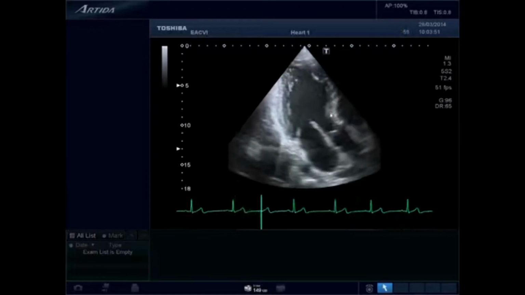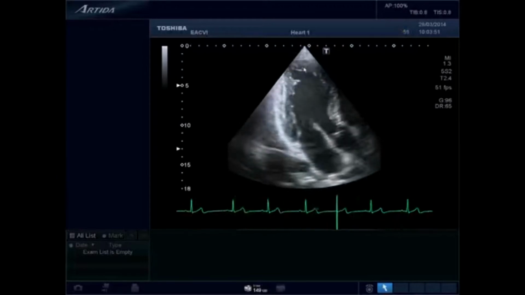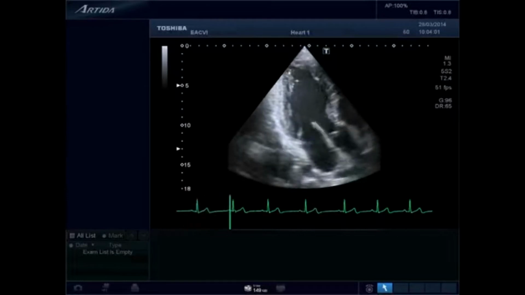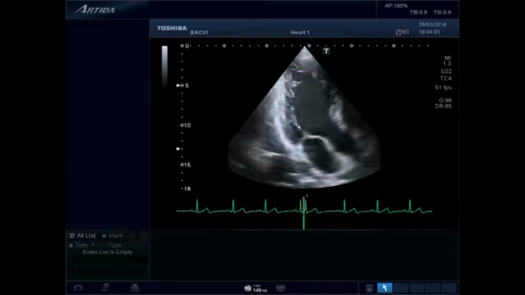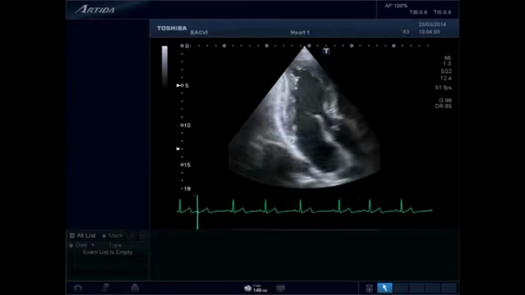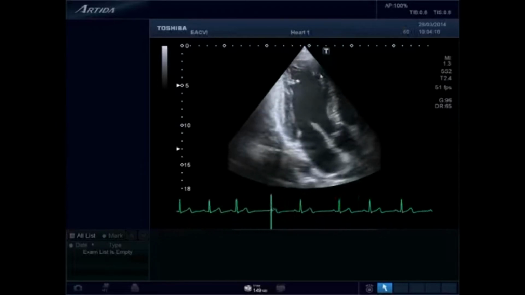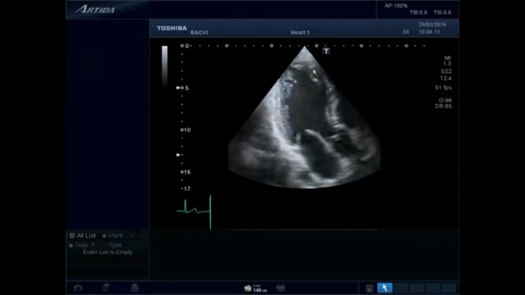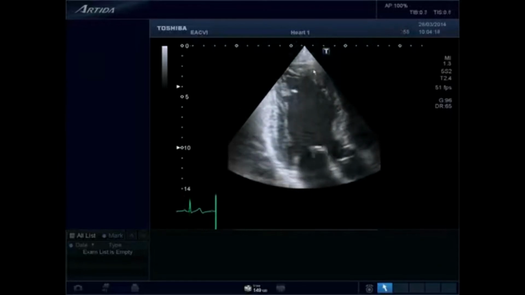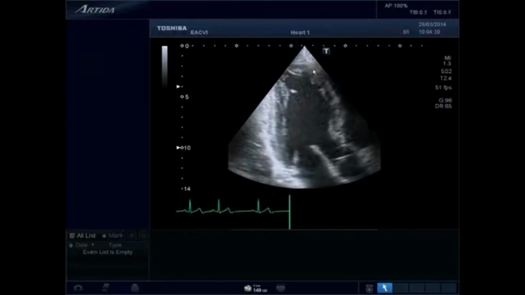And I can see here the anteroseptal wall of the left ventricle and the inferolateral wall of the left ventricle. So I will appreciate the morphology of the valves, but also the wall motion. And in order to assess the wall motion, I will decrease the depth and again focus on the left ventricle.